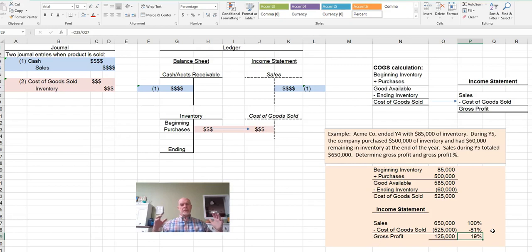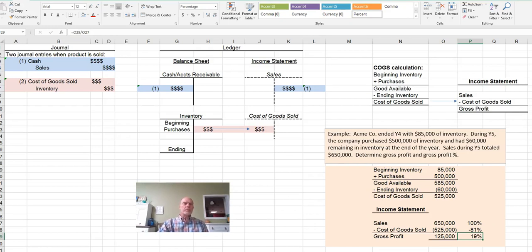That's the flow of inventory into the inventory account. The cost of product goes into the inventory account. It sits there as long as we have the product, but when we sell it, the cost of that item is taken out of inventory and goes to cost of goods sold.